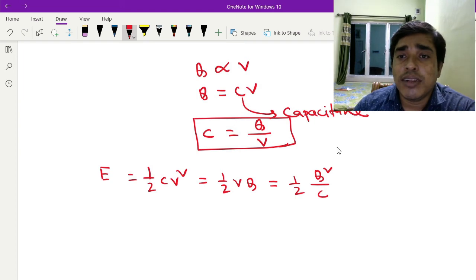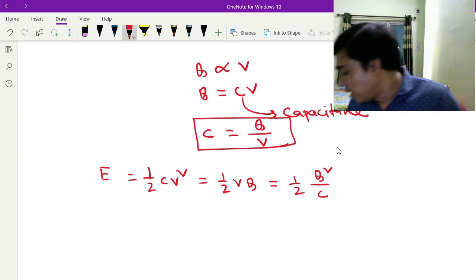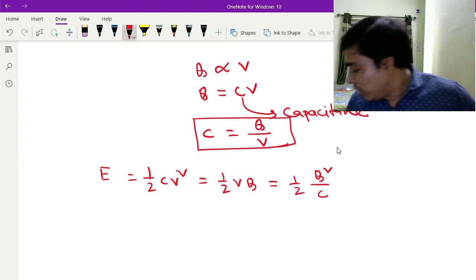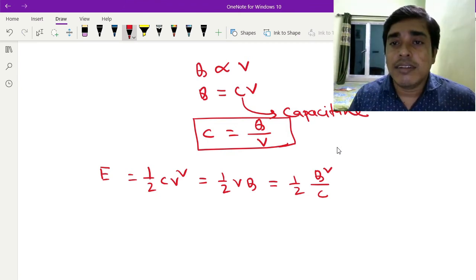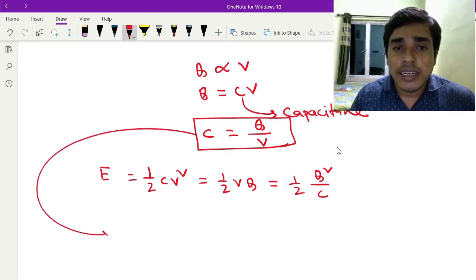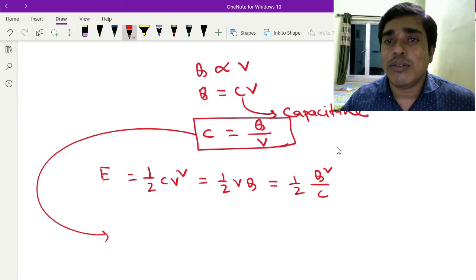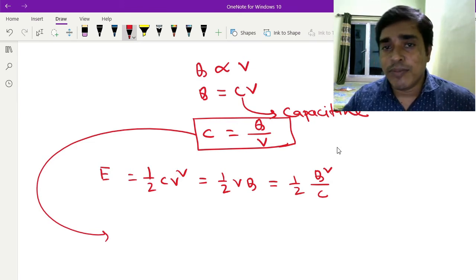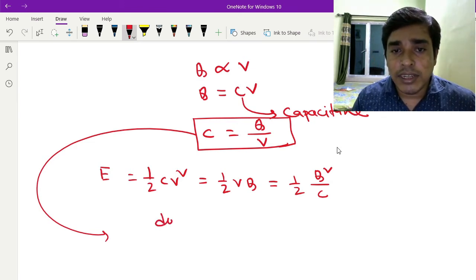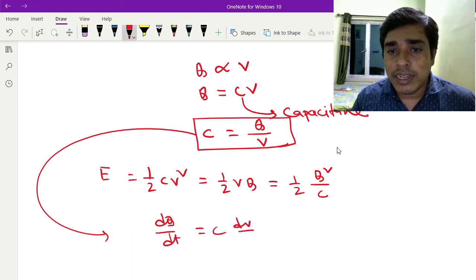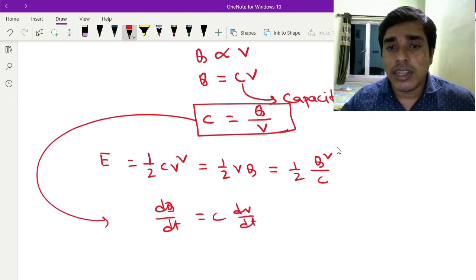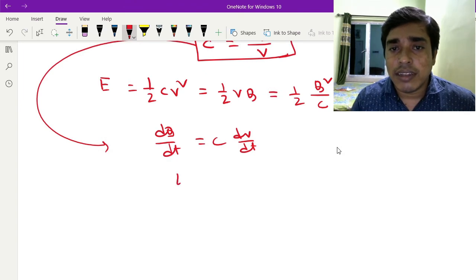What is the voltage-current relationship for a capacitor? Q equals CV. So if I take the derivative, dq by dt, it will be C dv by dt. So it can be written as i equals C dv by dt.